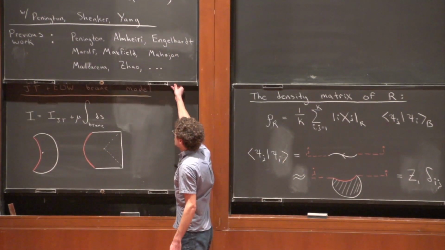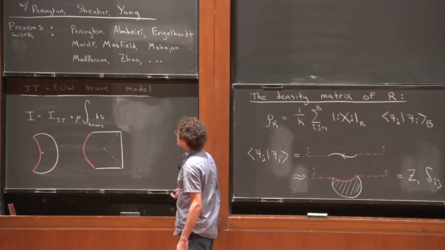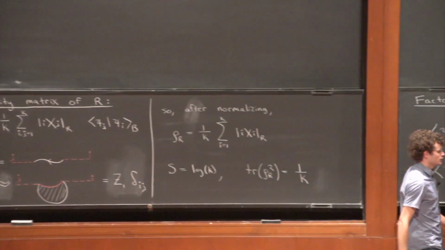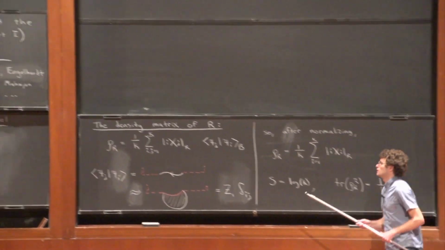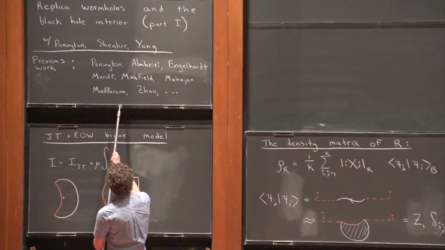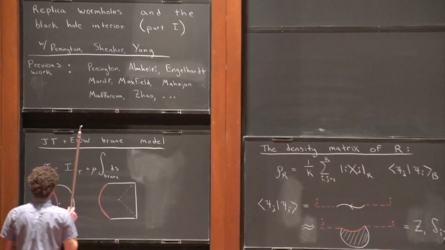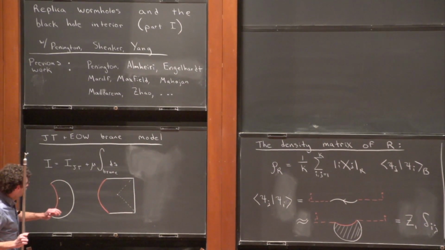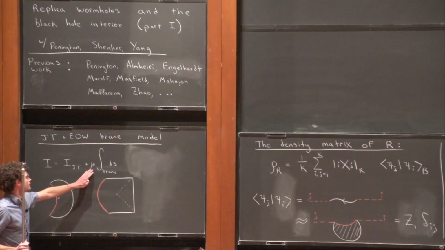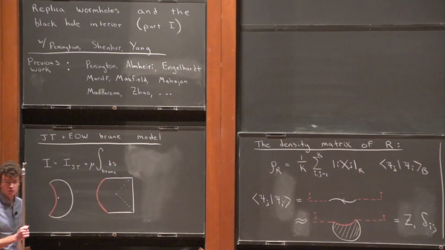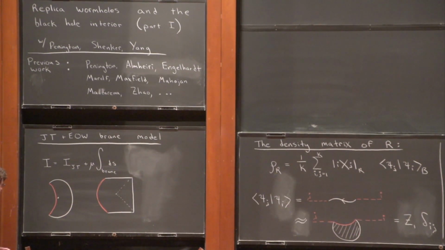Most of what I talk about is going to be based on this very simple model of JT gravity plus end-of-the-world branes with an internal state index. It's a two-dimensional gravity theory, and the action is the JT gravity action plus a tension or mass parameter mu times the worldline length of the end-of-the-world brane. The end-of-the-world brane is just that. It's a place where spacetime ends.